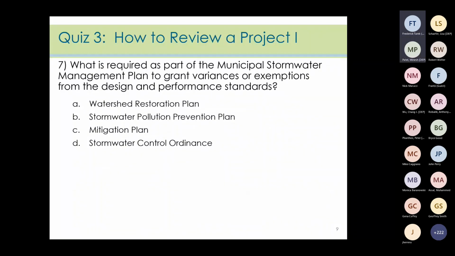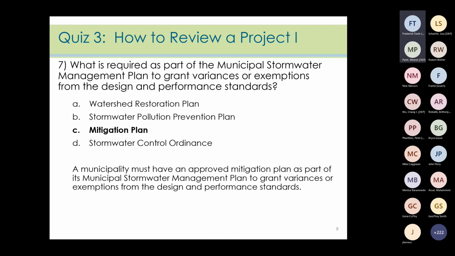Question 7, what is required as part of the municipal stormwater management plan to grant variances or exemptions from the design and performance standards? And the answer to that is C, a mitigation plan. A municipality must have an approved mitigation plan as part of its municipal stormwater management plan to grant variances or exemptions from the design and performance standards. This is going to be revisited a little bit more in Thursday's module as well.